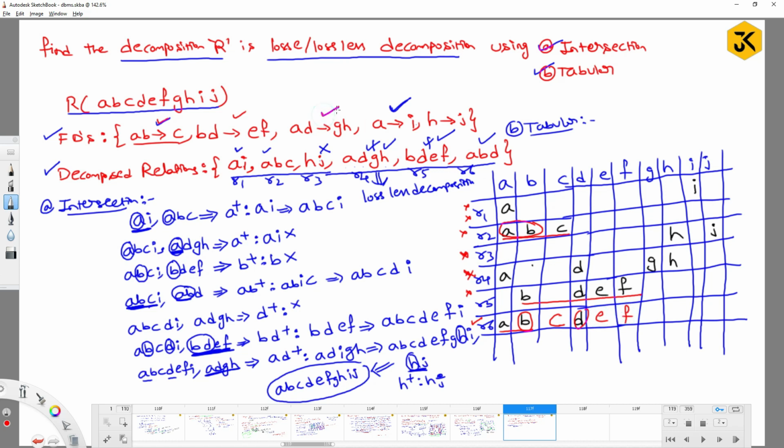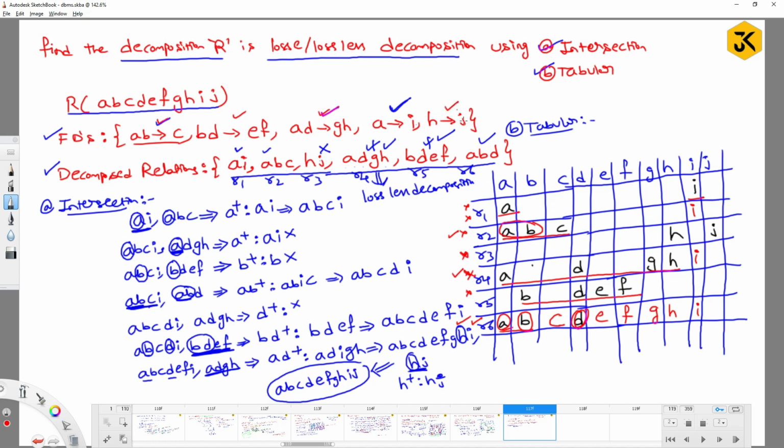Next, similarly, AD determines GH. It is possible, so check any of the left sides. R4 is possible as it is directly there. Next, is it matched with anything? R6 is matching, A, D. A determines GH, so it is done. Next, A determines I. Wherever it is matched, you can simplify. R2 is matched. A determines I. R4 is matched. R6 is matched.